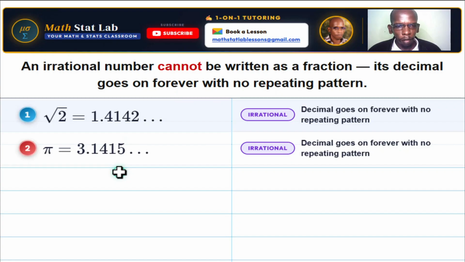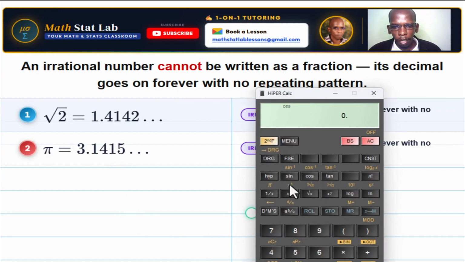How about a value like pi? I come back to the calculator and key in pi. Pi will be 3.1415, then it goes on without any specific pattern. Therefore, the decimals cannot be written as a fraction, and pi is irrational. So we have said rational numbers can be written as a fraction, and irrational numbers cannot be written as a fraction. With that knowledge, we can understand the two rules we need to check so that we certify a number as a surd or not a surd.